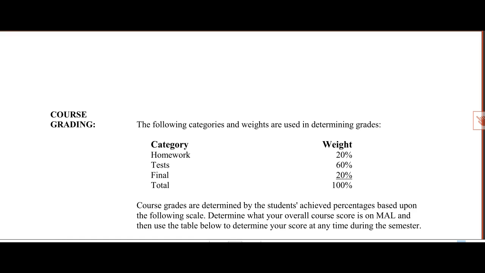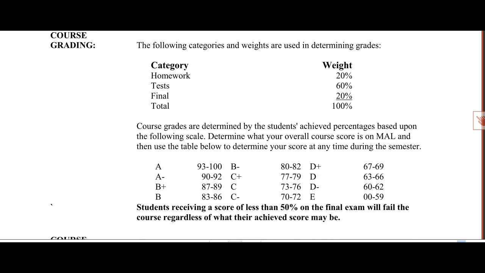Let's talk about course grading now, and let me slide that up a little. Here are the categories for grading: homework, tests, and final. Homework points are worth 1/3 as much weight as a test point. So make sure that you do a good job on your tests, but do get your homework turned in. So your grade's going to be determined by your achieved percentages based on the following scale.